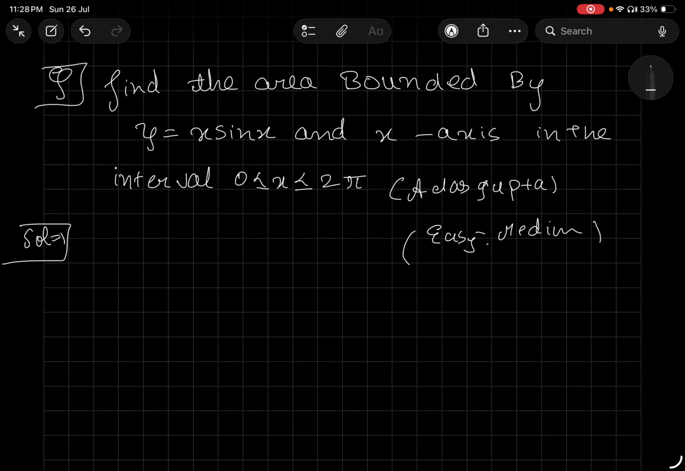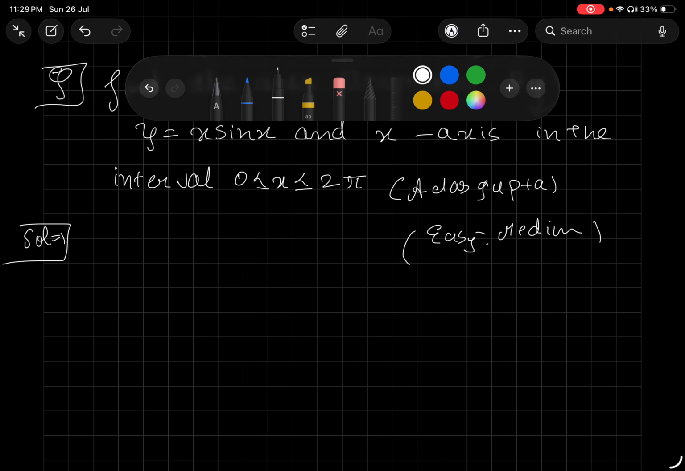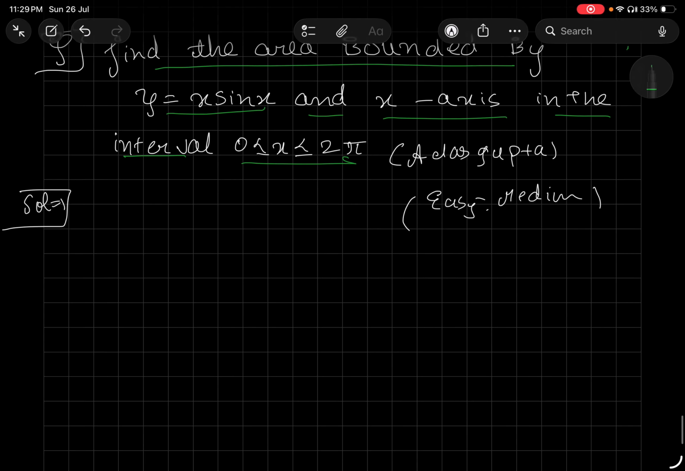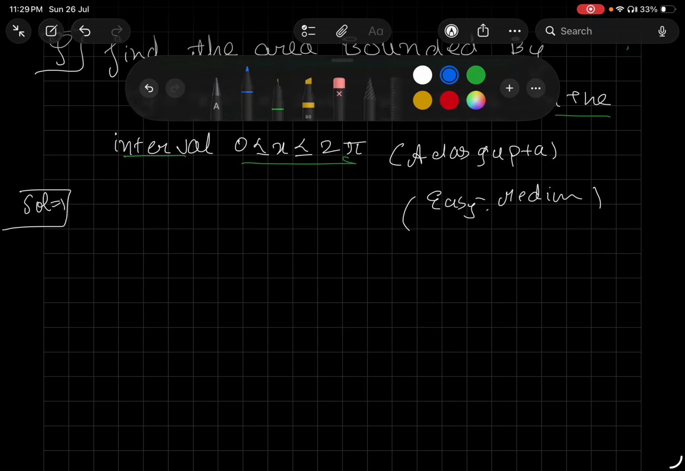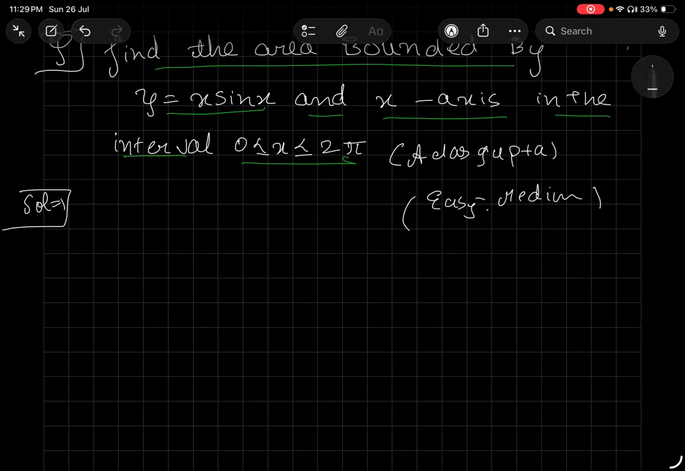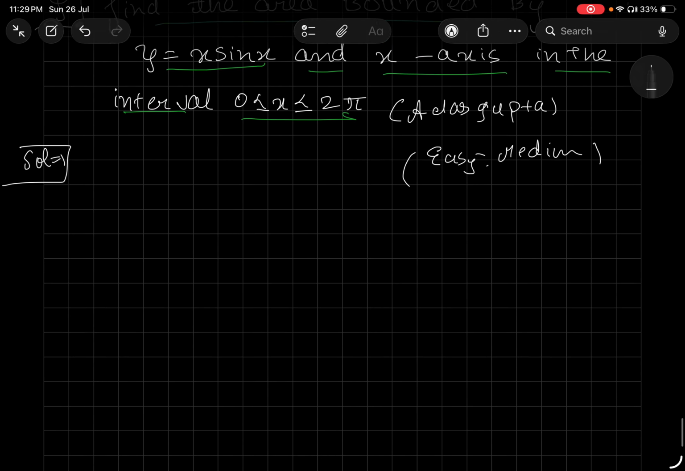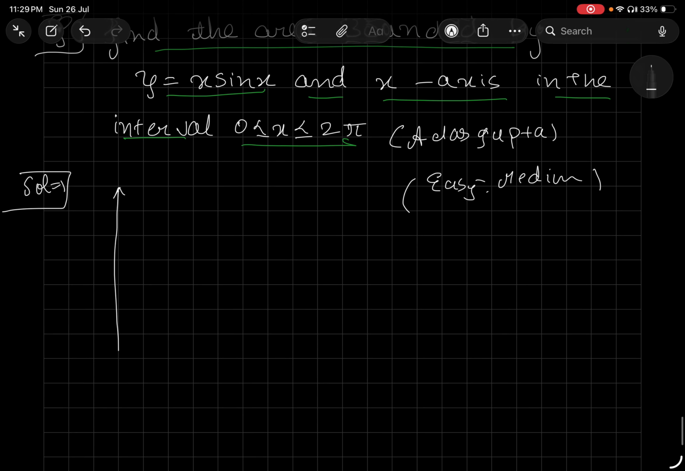The question is: find the area bounded by y equals sin x and the x-axis in the interval x belongs to 0 to 2 pi. If we draw the diagram of the question, it comes out to be something like this: the area between the x-axis and the curve. So we will take it as 2 pi.